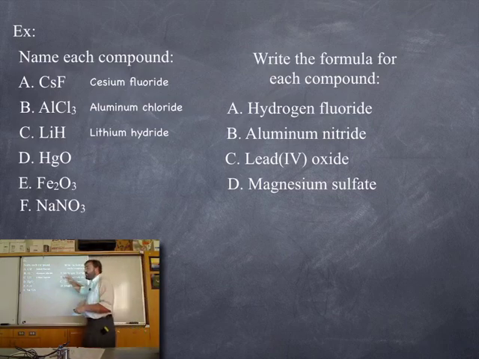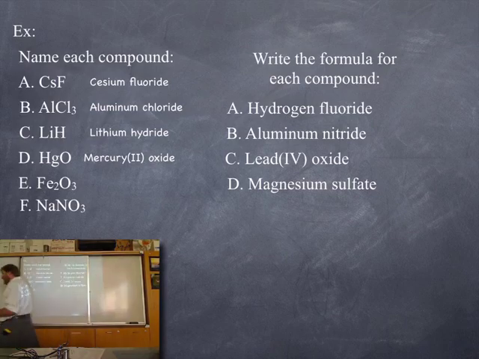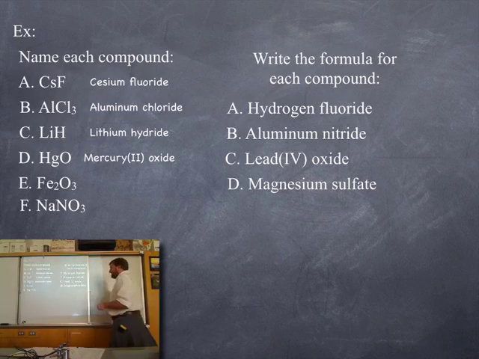So this is important because if I know that oxygen has a -2, what charge does this mercury have to balance it out? It has to be a +2. +2 balances out -2. So that means this is mercury(II) oxide.